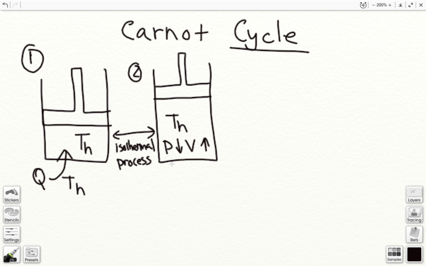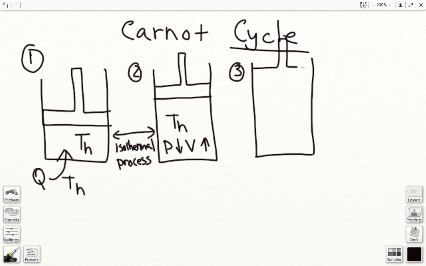Now we're going to take away this heat source. We're going to assume that our system is thermally insulated. So now that we've taken away our heat source, there is no heat exchange happening in our system. The gas will act as a spring and will continue to expand as it cools to a temperature we'll call TC, and the piston will continue to rise.